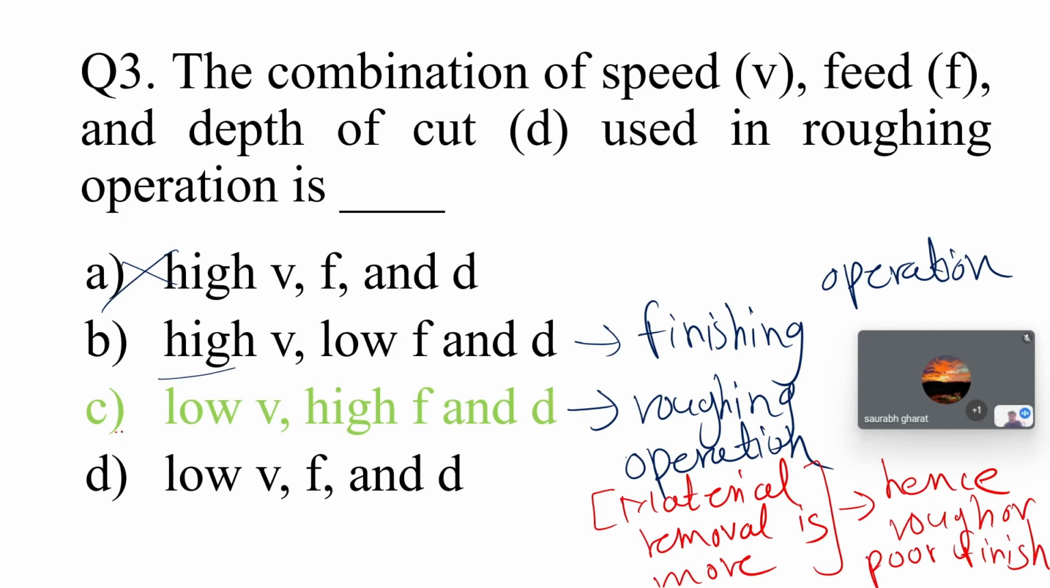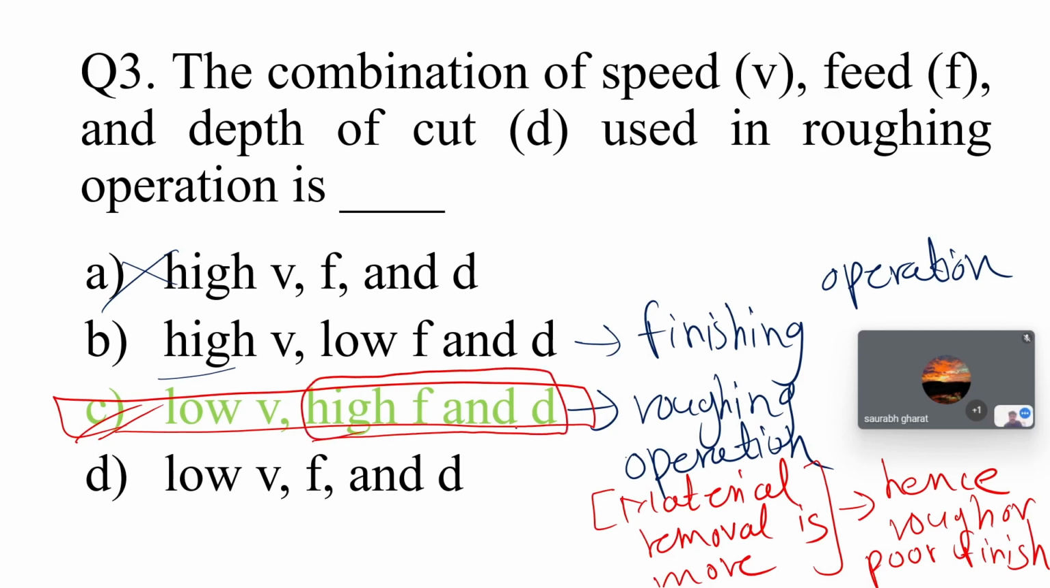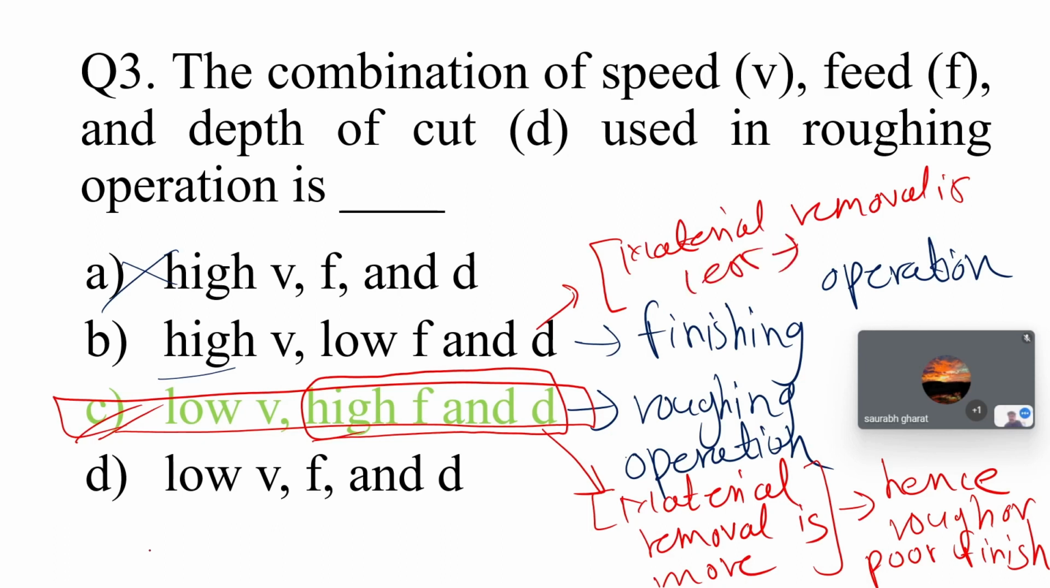So low speed, high feed and high depth of cut is the only correct answer. You can just see you are using high feed and depth of cut, which means material removal is high. As material removal is high, yes, a rough or poor finish is about to be there. And with high speed, low feed and low depth of cut, it is finishing because here the material removal is less. You can see material removal is less, hence a good finish.